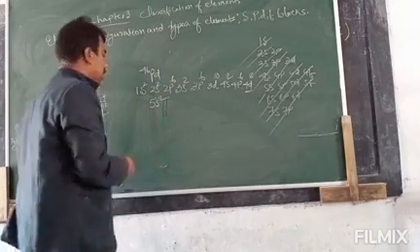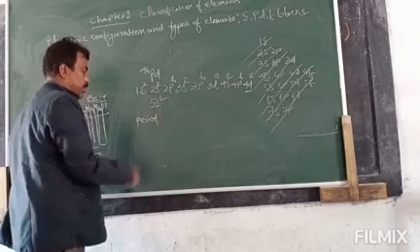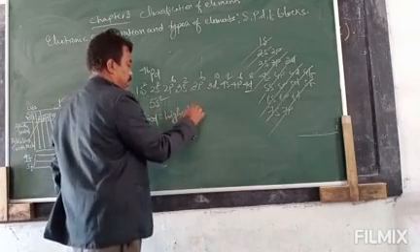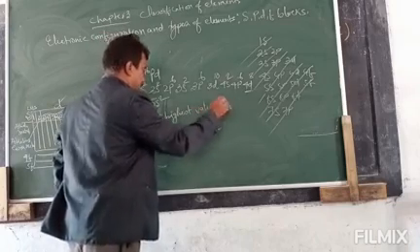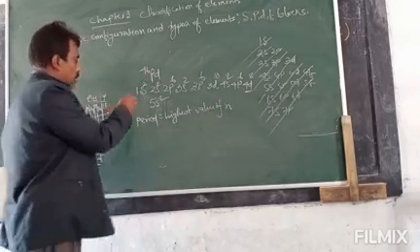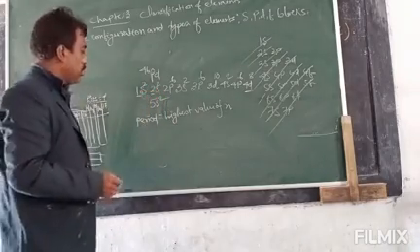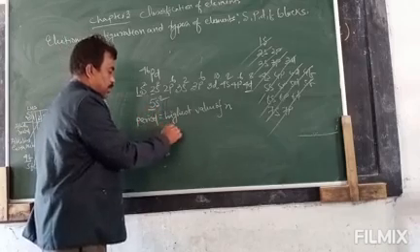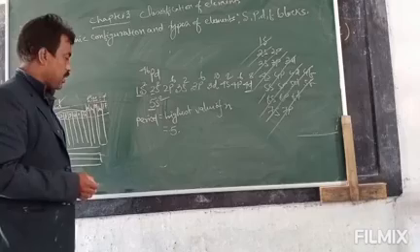So first let us try to find out the period. Period means the highest value of n. The highest value of n is the period. Here the n values are 1, 2, and so on. So here the highest value is 5. So this element belongs to the fifth period.